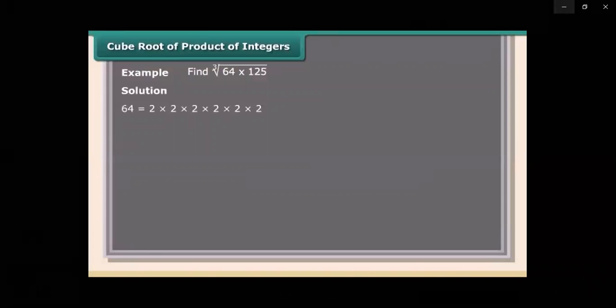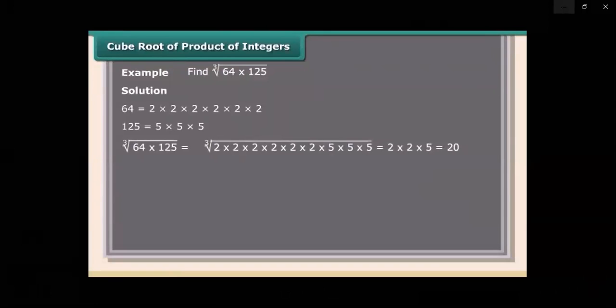So all of you know that the factors of 64 will be 2, 6 times we have to multiply. Then factors of 125 we can get 5 into 5 into 5. So all of you can observe that we are getting two triples of 2 and one triple of 5. Okay, so what we can write from there, that 2 into 2 into 5, that will be the cube root of 64 into 125. So in this way we can find the cube root of product of integers.